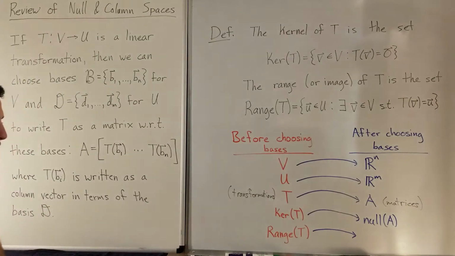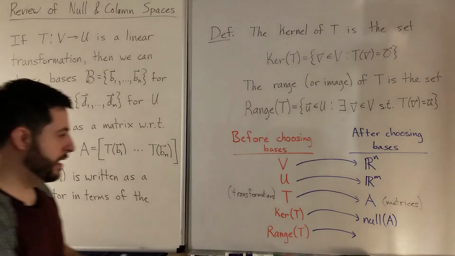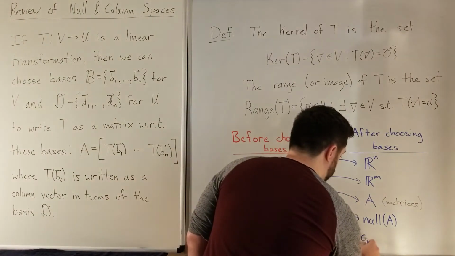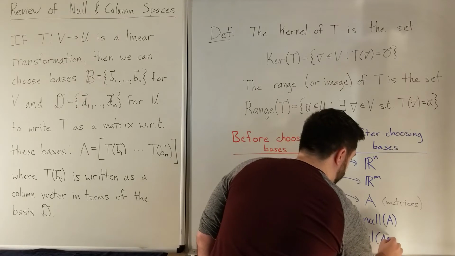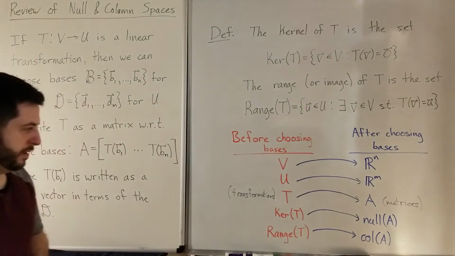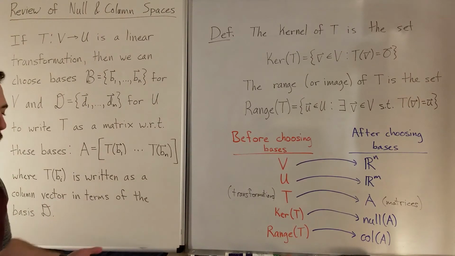The range also has a corresponding notion after choosing a basis, and that is just called the column space, written as col of A. So null space and column space are the same thing as kernel and range, just after we've chosen a basis, or bases.